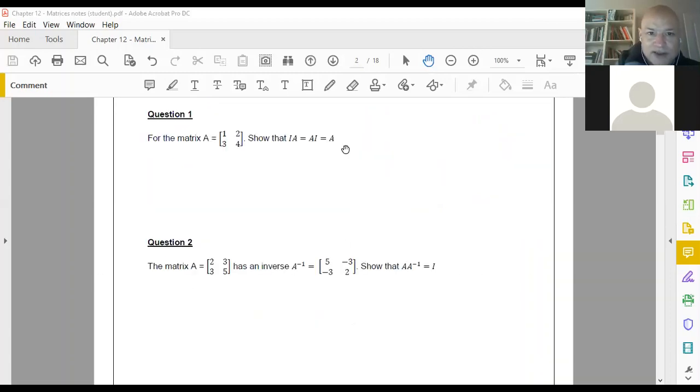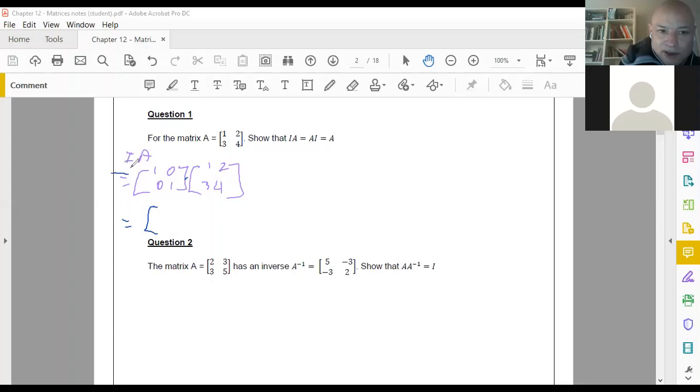Question 1, for the matrix, show that the identity times A equals A times I, which equals A. Okay, let's do the first one, I times A. Because it's a 2 by 2, we're just going to use a 2 by 2 identity, times A, 1, 2, 3, 4. I'm going to do the theory with you, but of course you can just put those into your calculator, press the times in between and get your answer, which will be 1, 2, 3, 4. But I'm going to show you the theory way. Now remember, when we multiply, we do the row times the column.